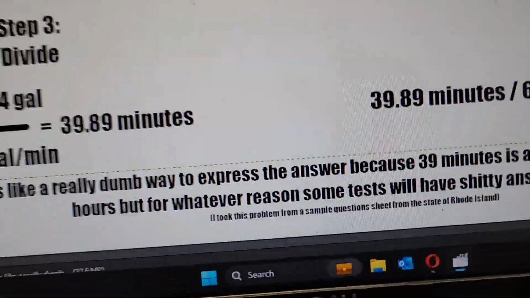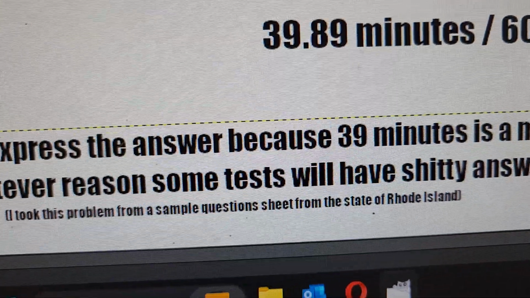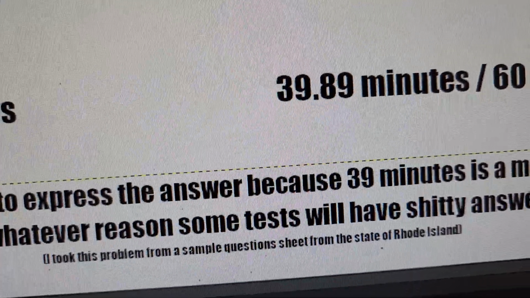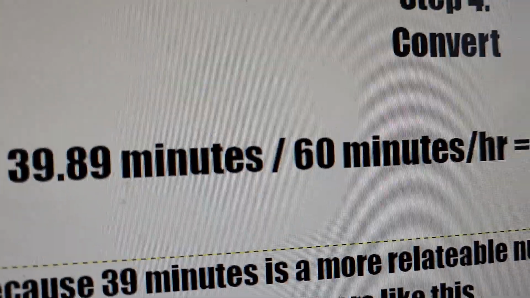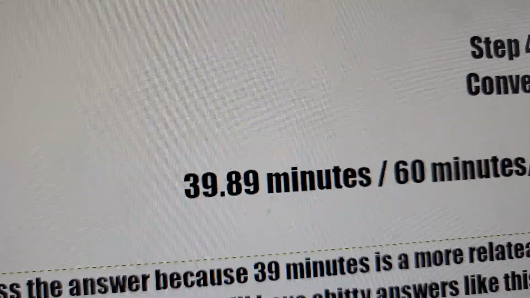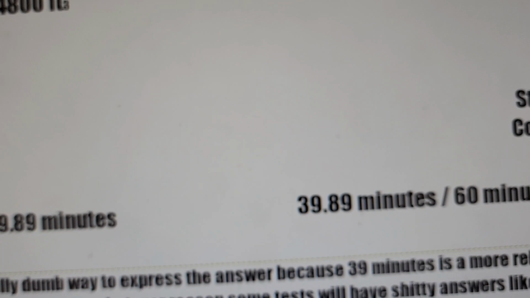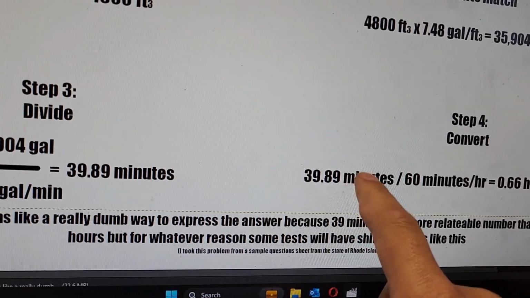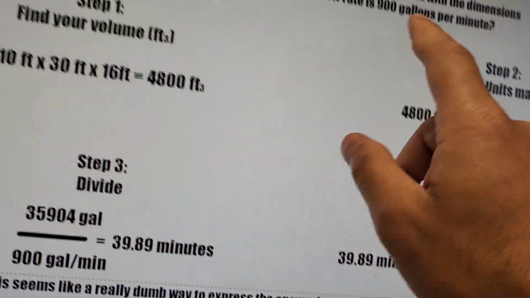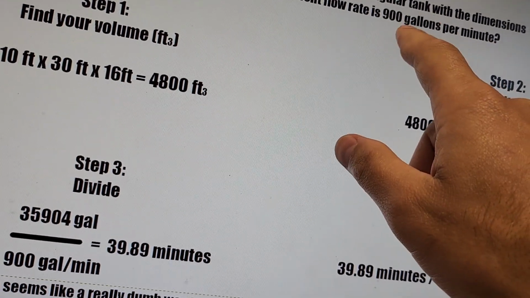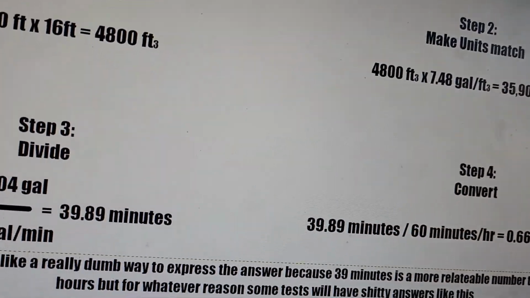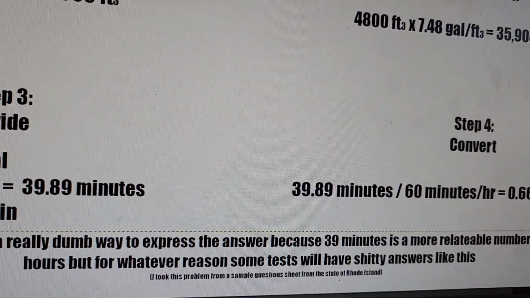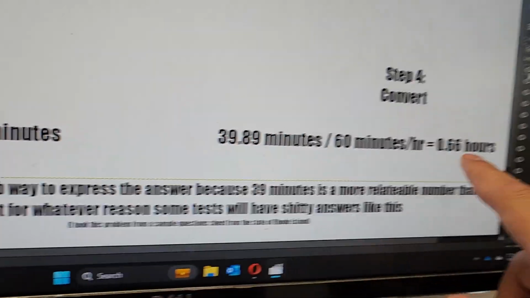I took this problem from a sample question sheet from the state of Rhode Island, and they wanted their answer in 0.66 hours. I don't see what's wrong with it. But depending on your state, depending on who wrote the test, if I wrote your test, you might have to solve for this in minutes. You might have million gallons per day here, like 1.2 MGD or something like that. But in Rhode Island, you're going to need to find 0.66 hours.